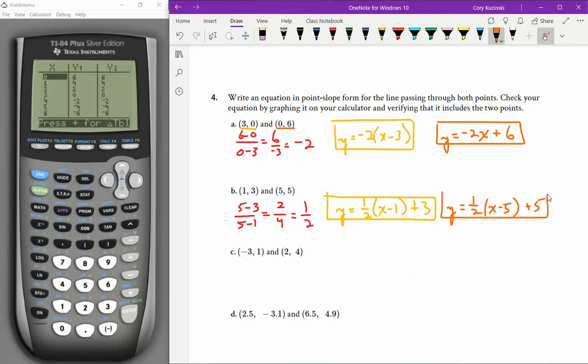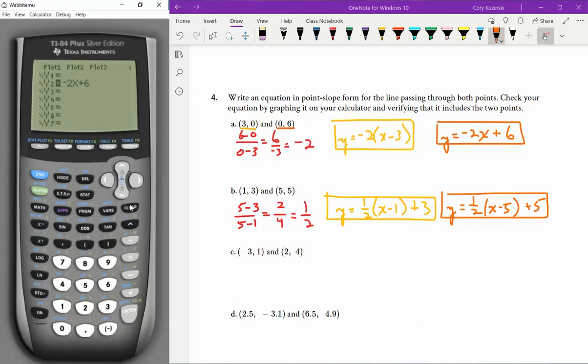I'm not following directions entirely. Actually, we don't need both of these equations. You only need one of them. And then we just got to verify that it goes through those 2 points. So going back to A real quick, I can see it does go through 3, 0. There's 3, 0. And it does go through 0, 6.